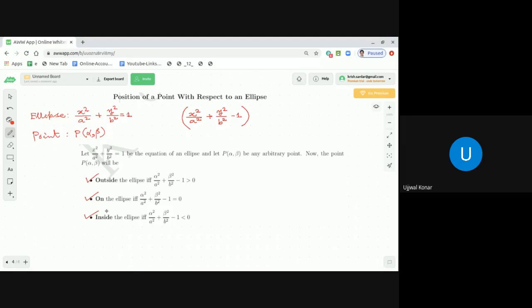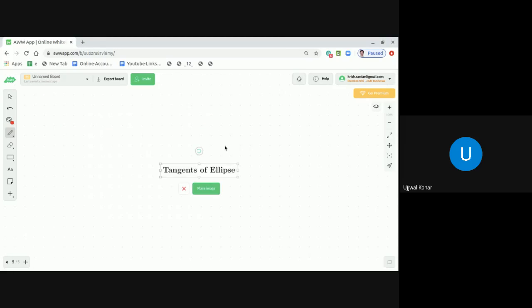So this is the way we can determine whether a point whose coordinates are given is outside the ellipse, on the ellipse, or inside the ellipse. Correct, dear students? Now, the next point I'm going to discuss is the tangent of an ellipse. I hope all of you have a very clear idea of what a tangent is. We have discussed it several times. It is a straight line which touches a curve. In this case, the curve under discussion is the ellipse. And let's see how we can find the equation of the tangent of an ellipse.